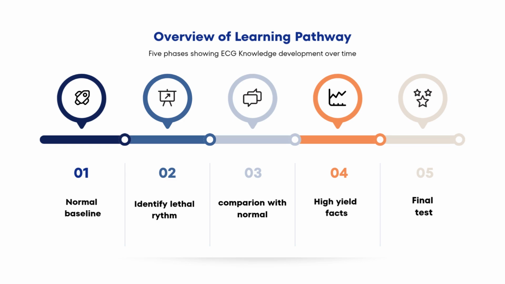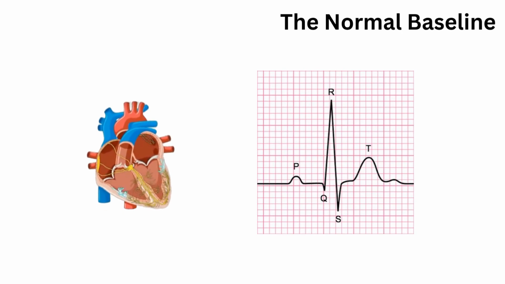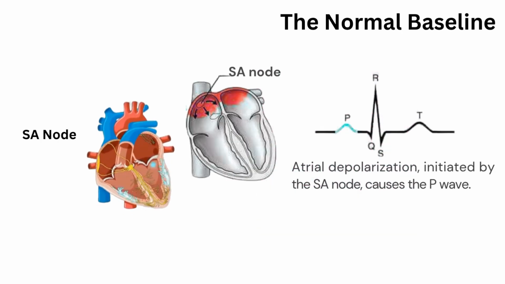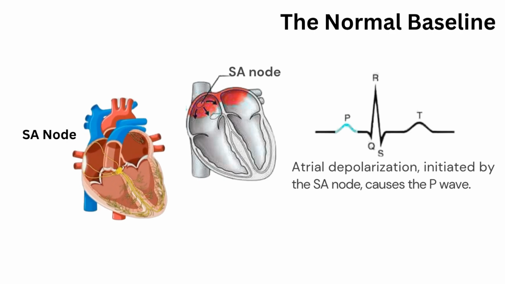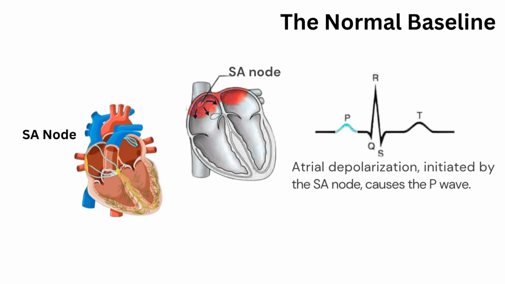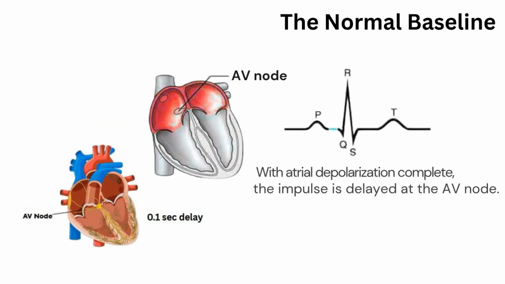Okay, part one, the normal baseline, right? So, think of the SA node as your spark plug. Right at 0 seconds, it fires. That causes the atria to squeeze, giving us our P wave. Then the AV node steps in like a bouncer at a club, creating a tiny delay, that flat PR segment, just to make sure the blood actually has time to dump into the ventricles.